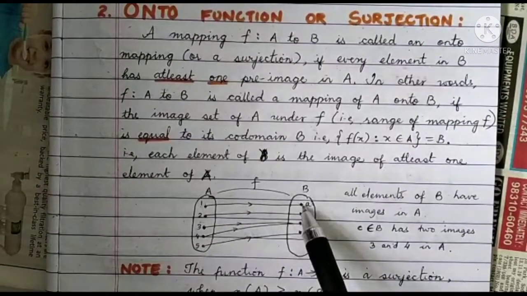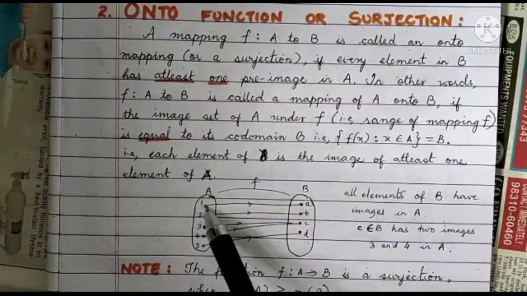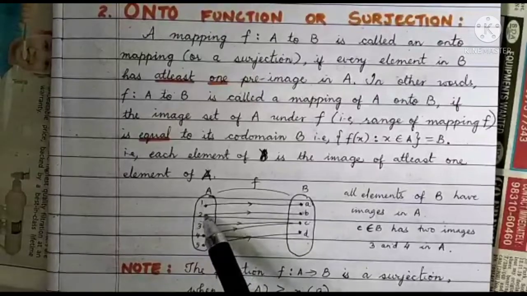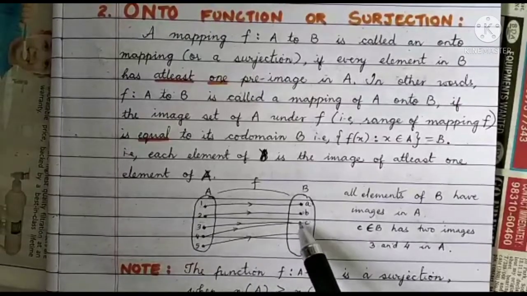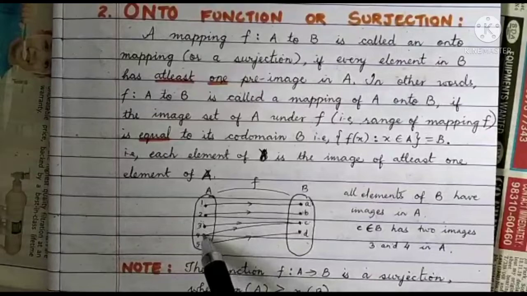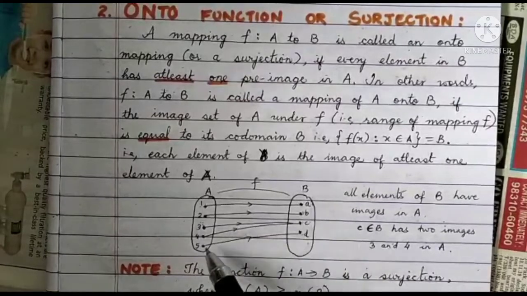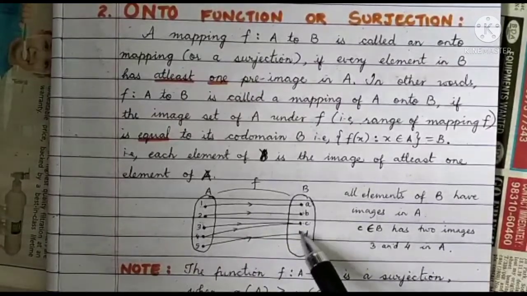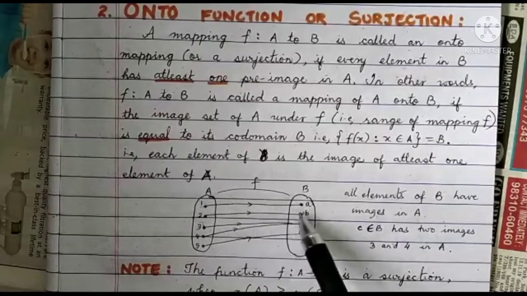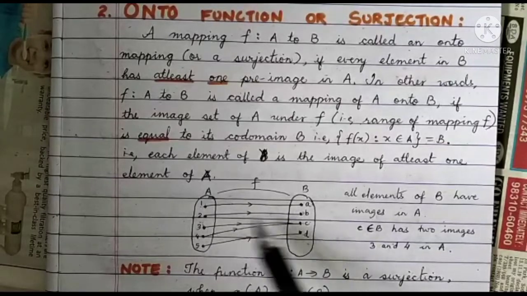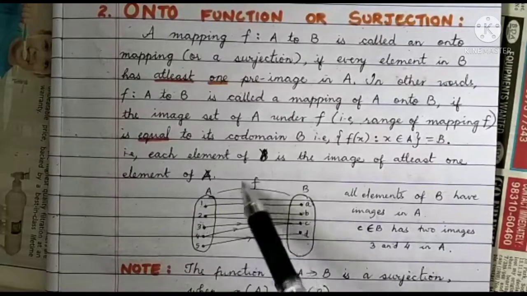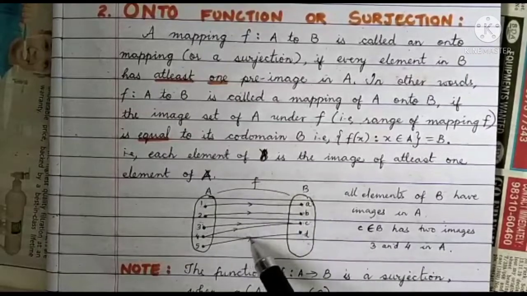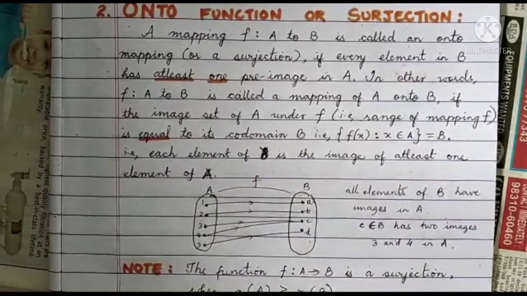So here you can see a has the pre-image 1, b has the pre-image 2, c has two pre-images 3 and 4, d has pre-image 5. So each element of B has got one or more than one pre-image in A. That is why this function is an onto function. Correct? Okay.